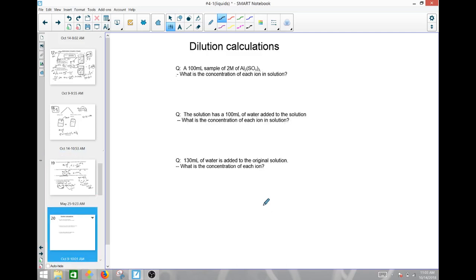Okay, dilutions. We've done 2 dilutions already, so I'm not going to do any more dilutions here. Any questions, please let me know. This is the audio workbook.